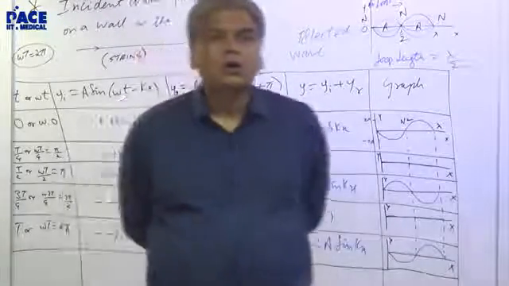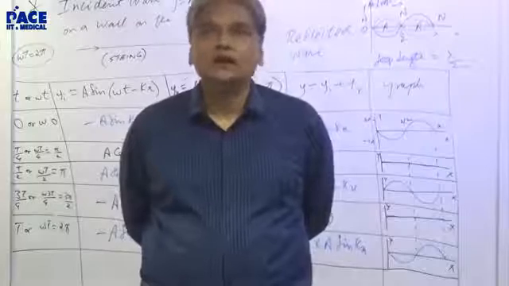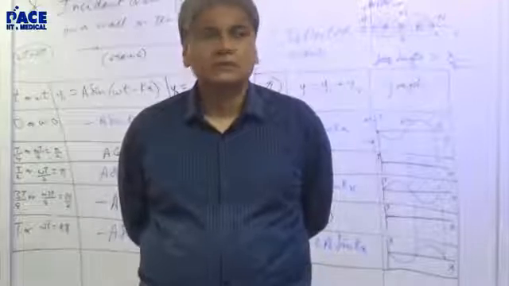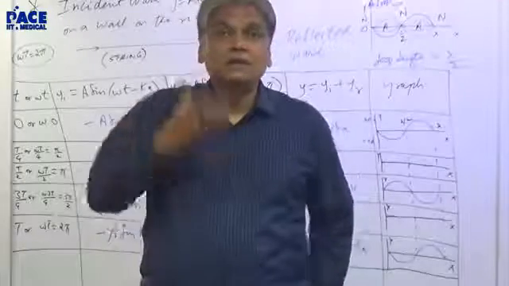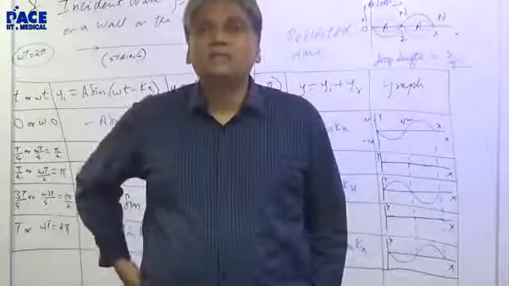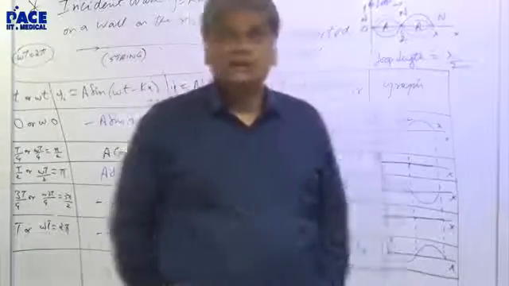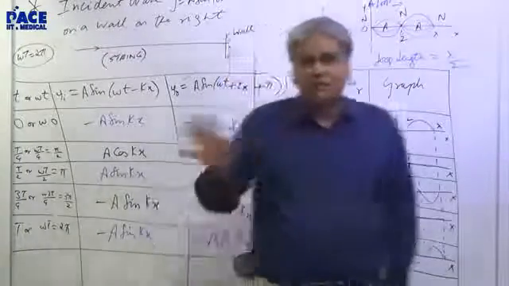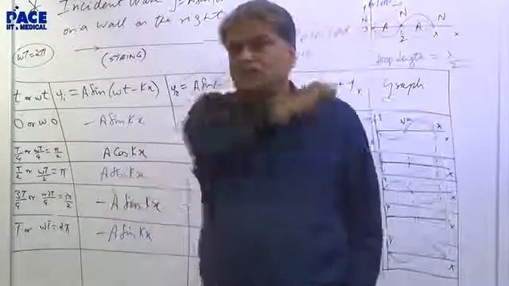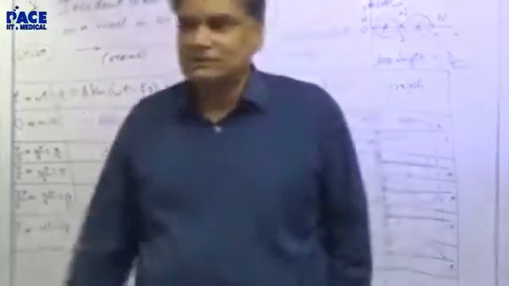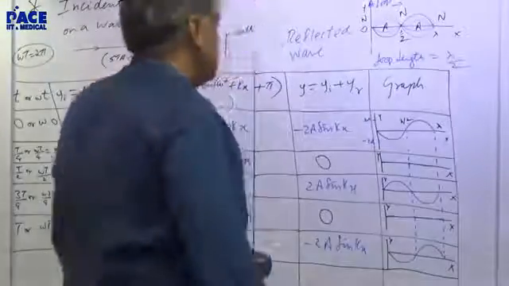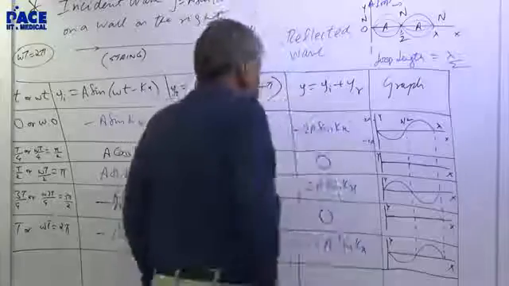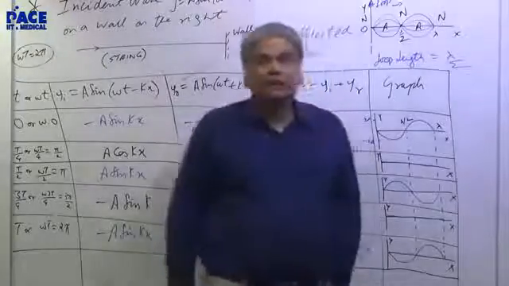Third, what is the gap between adjacent node and antinode? Yes, the gap between adjacent node and antinode is lambda by 4. दिख रहा है ना? ये दिख रहा है नहीं? So अब every time ये नहीं बनाएंगे, बस stationary wave का equation देखेंगे तो ये सब हमें पता है. This is how it looks like. Gap between adjacent node and antinode is lambda by 4. How much is loop length?